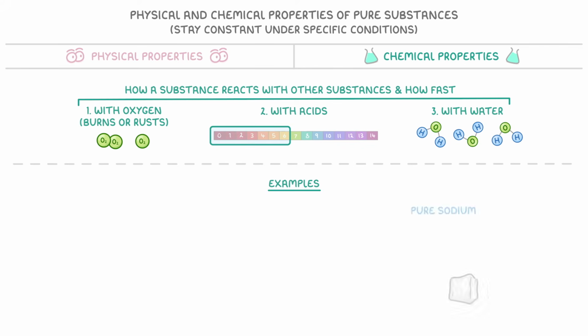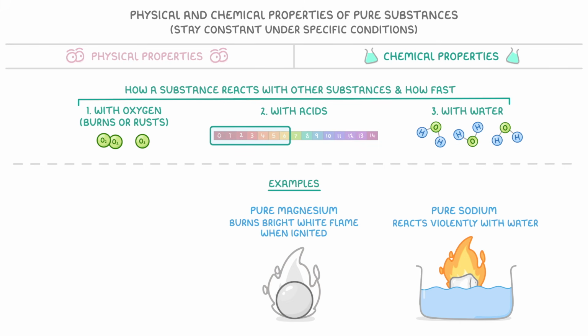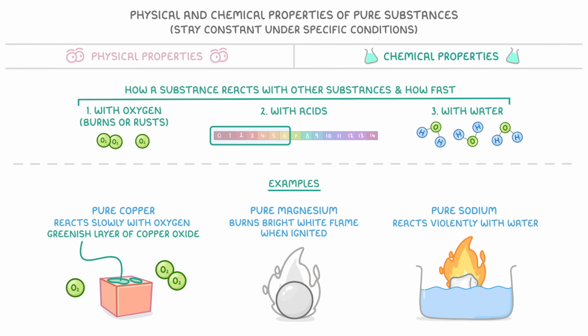For example, pure sodium metal has the chemical property of reacting violently with water, and this is a predictable chemical property that helps us to identify sodium. Pure magnesium has the chemical property of burning with a bright white flame when ignited, and this is different from how other metals burn. Pure copper doesn't react with water, but does react slowly with oxygen in the air, forming a greenish layer of copper oxide on its surface over time.